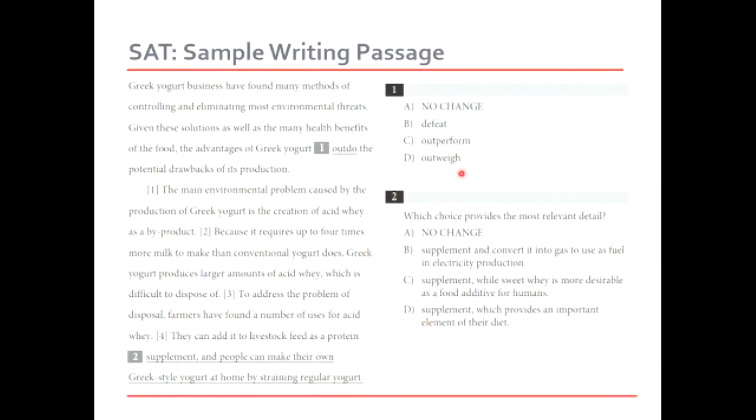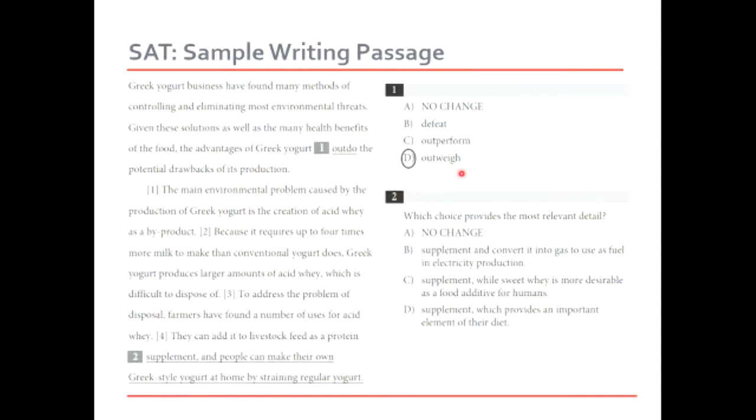Then the word D, outweigh, I think this makes sense, because when you're looking at the advantages of Greek yogurt compared to its drawbacks, the drawbacks of production, you're comparing them, right? The drawbacks and the advantages. So the right word over here that you could use is D, outweigh. This was easy, and I'm sure a lot of you must have gotten the right answer. I can already see some of you actually came up with the right answer. So this is correct. All right, question number 2.